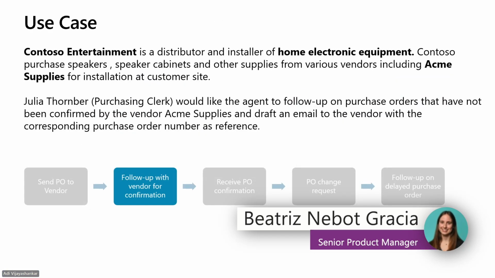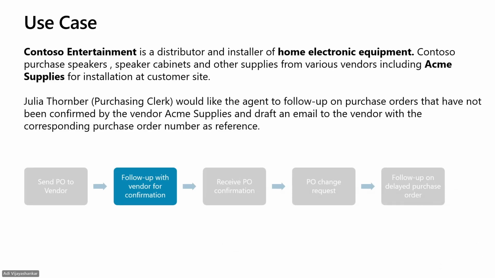So the first part is the follow-up, where we have sent the PO to the vendor, but they have not replied. We're just going to do it with our standard Contoso demo data. In this case, I am the purchaser, I am Julia, and I would like to follow up with Acme Supplies for that purchase order that they have not confirmed.